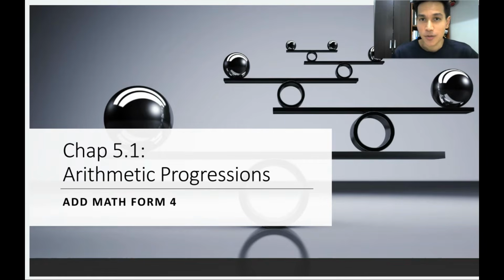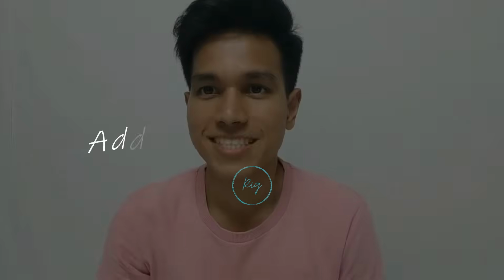Now in this video we are going to be covering chapter 5. But in chapter 5 there are two main subtopics. The first one is arithmetic progression and the second one is geometric progression. In this video we are going to cover specifically arithmetic progression, and the geometric one I will leave to the next video. So without further ado, let us get started.